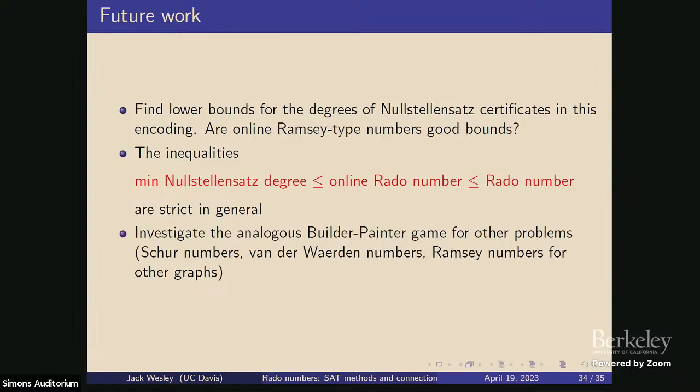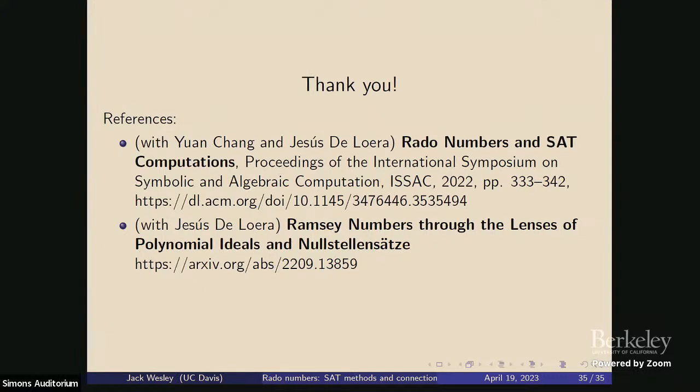So what we're doing now is approaching it from one direction and trying to understand this builder-painter game for Rado, but also other numbers such as van der Waerden and Ramsey. There are some results that are already known for Ramsey. You can save n log n edges in the online version, but we don't know if that's the best or how well we can do in general. Okay. Yeah, sorry, I went a little fast, but thank you.